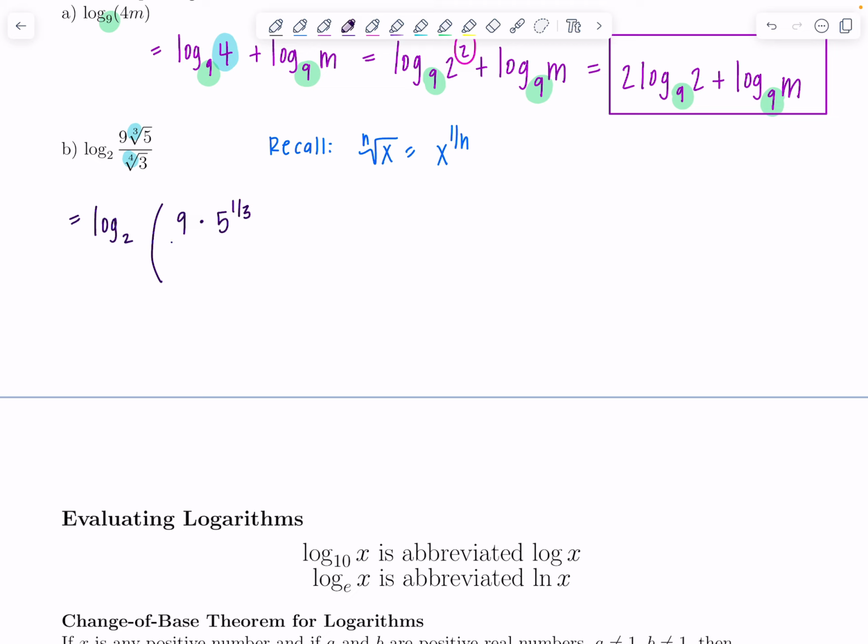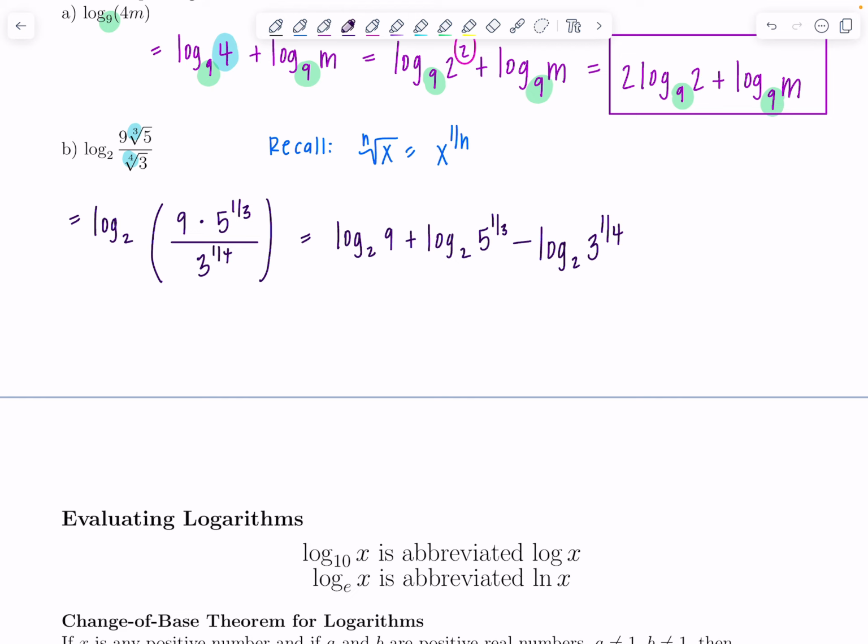So using that rule, I can write this as log base 2 of 9 times 5 to the 1/3 over, what would we have in the denominator? Very good, 3 to the 1/4. Okay, bravo. Good. Now let's expand. Notice these are being multiplied in the numerator, so I can split them up using addition, and then I'll have minus log base 2 of 3 to the 1/4. So here we go. Log base 2 of 9 plus log base 2 of 5 to the 1/3, minus, because the next one's from the denominator, log base 2 of 3 to the 1/4.